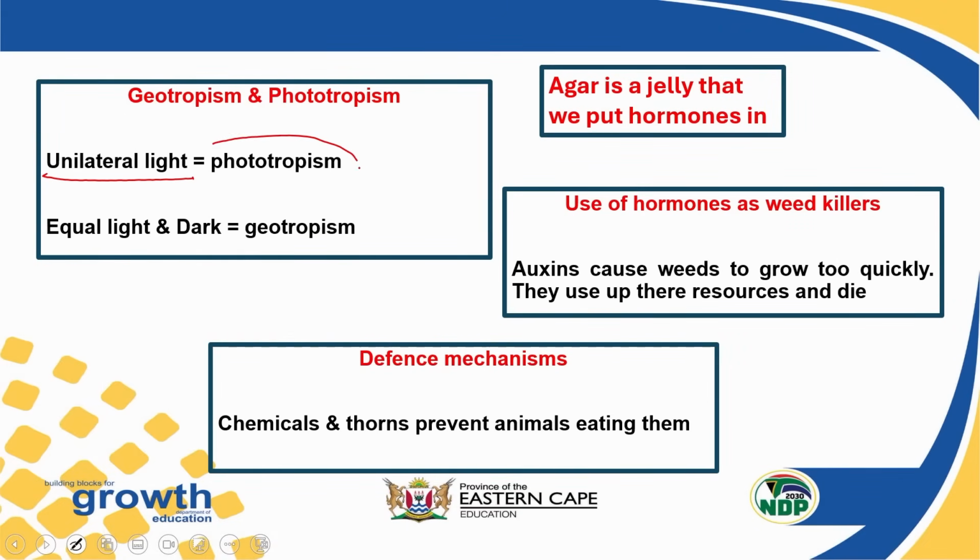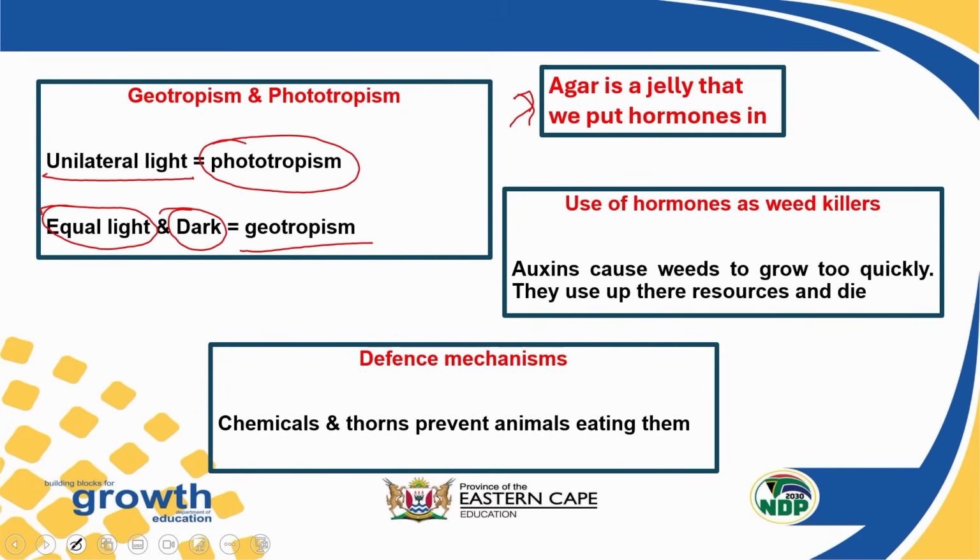Here are some things that people get incorrect in their exams. Firstly, what is the difference between geotropism and phototropism? Now we know how to explain it, but when we get an investigation, we often mix it up. If there's unilateral light, it's going to cause phototropism. If the light is equal or the plants are in the dark, light does not affect it, so there is no phototropism. It will be geotropism. Know what agar jelly is and what agar jelly is used for, and why we put hormones in the agar jelly.